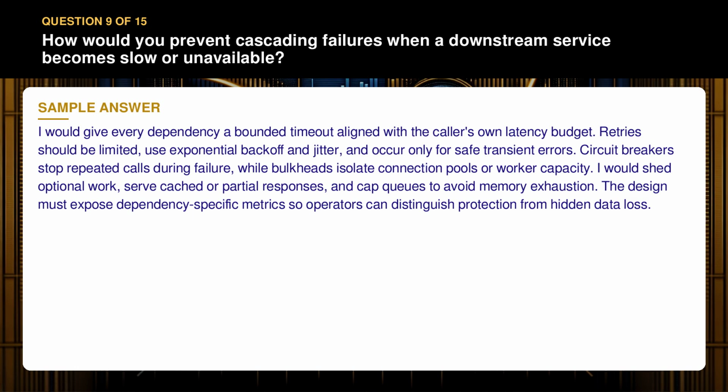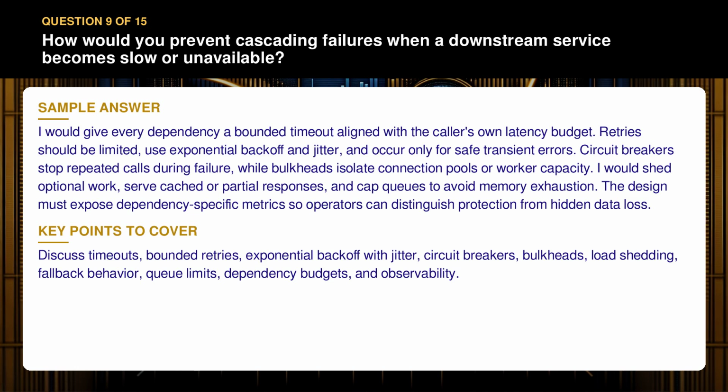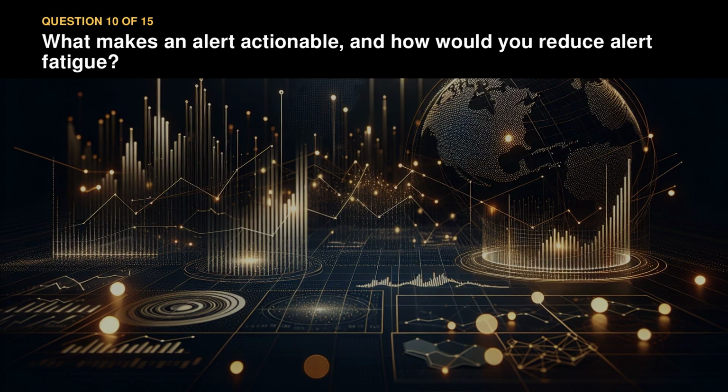Circuit breakers stop repeated calls during failure, while bulkheads isolate connection pools or worker capacity. I would shed optional work, serve cached or partial responses, and cap queues to avoid memory exhaustion. The design must expose dependency-specific metrics so operators can distinguish protection from hidden data loss. Discuss timeouts, bounded retries, exponential backoff with jitter, circuit breakers, bulkheads, load shedding, fallback behavior, queue limits, dependency budgets, and observability.